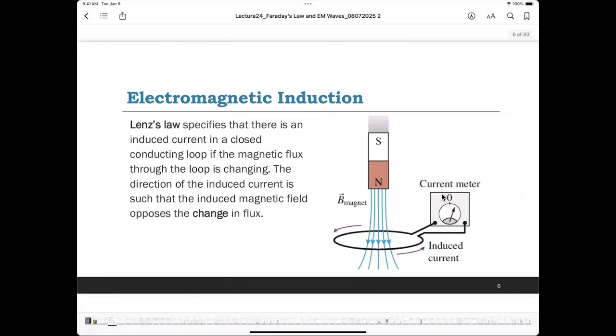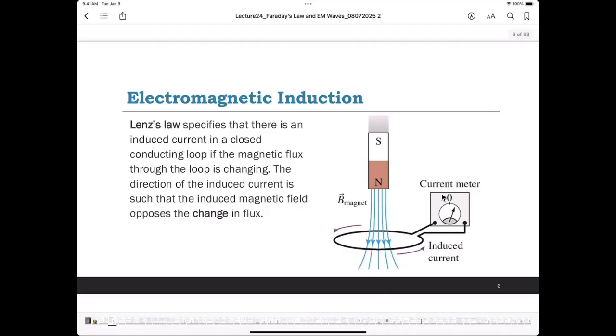Actually, Lenz's law is for finding the direction of the induced current. Lenz's law specifies that there is an induced current in a closed conducting loop if the magnetic flux through the loop is changing. The direction of the induced current is such that the induced magnetic field opposes the change in flux.